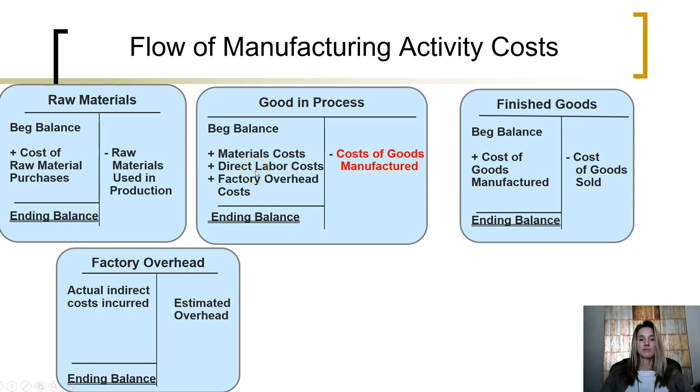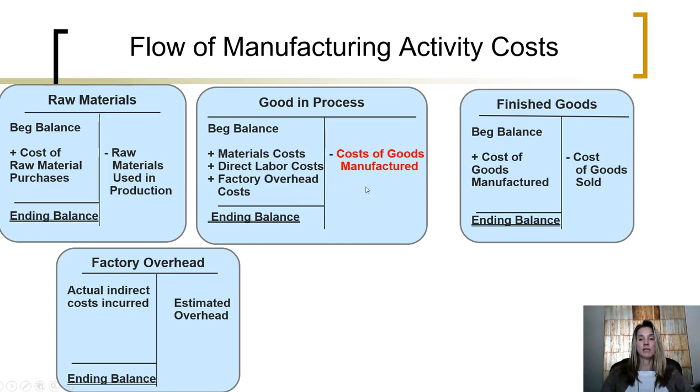Direct labor cost: actual direct labor costs are debited directly into goods in process. Actual indirect labor costs are debited into factory overhead. The factory overhead costs recorded here in goods in process are an estimate. The credit of the amount of the estimate is put here into factory overhead with a credit. So goods in process is accumulating the three costs of production: actual direct materials, actual direct labor, and an estimate of our indirect overhead costs.